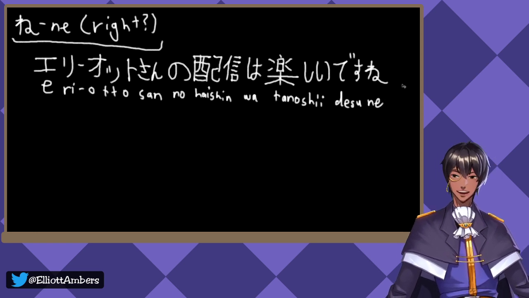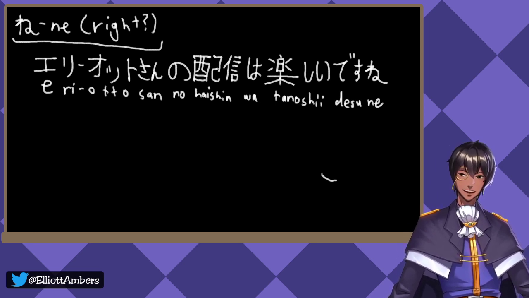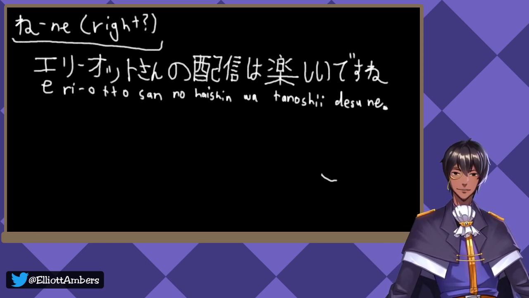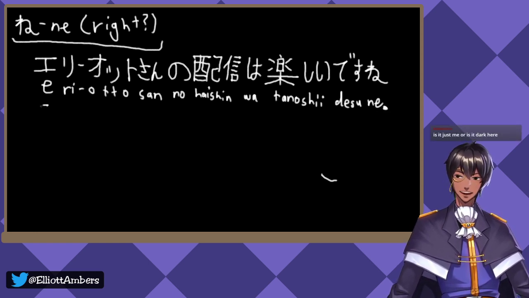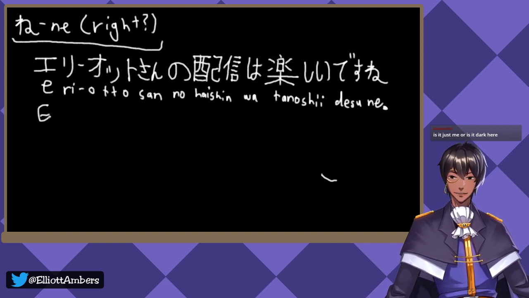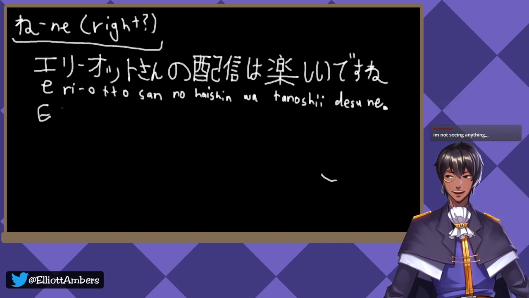And for questions in Japanese, we don't actually need to use question marks because the sentence ender essentially serves as that. Where's my cursor? There we go. So what this says is, is it dark in here? I mean, I am at a blackboard. You're not seeing anything? It might be you then.